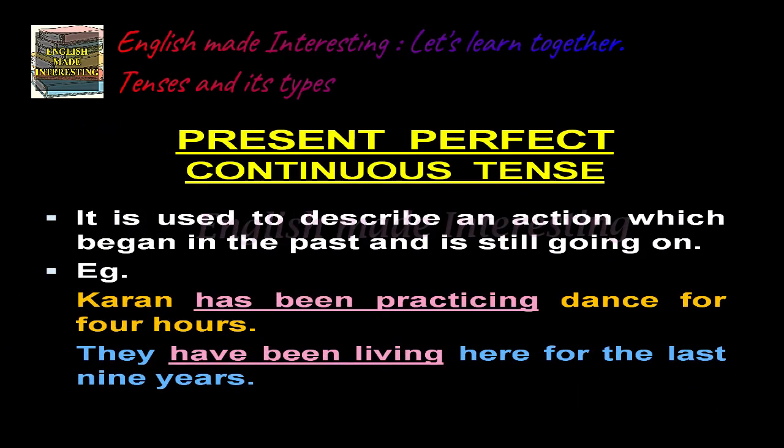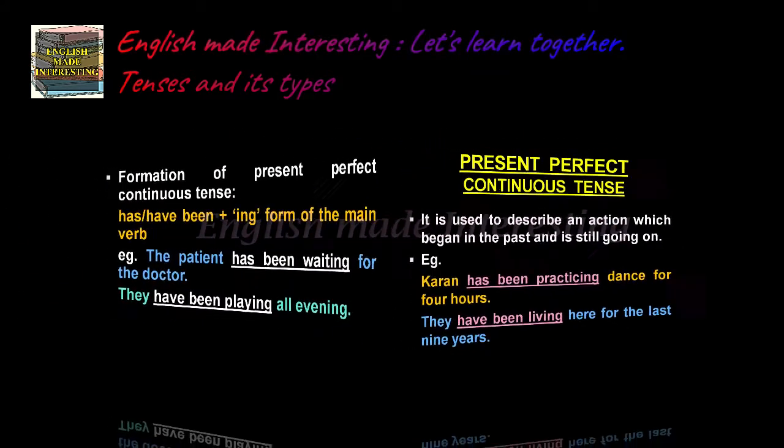Now we'll pass on to the present perfect continuous tense. It is used to describe an action which began in the past and is still going on. Example, Karan has been practicing dance for 4 hours. So this started somewhere in the past and it is still going on. He is still practicing dance. Karan has been practicing dance for 4 hours. Look at the next example. They have been living here for the last 9 years.